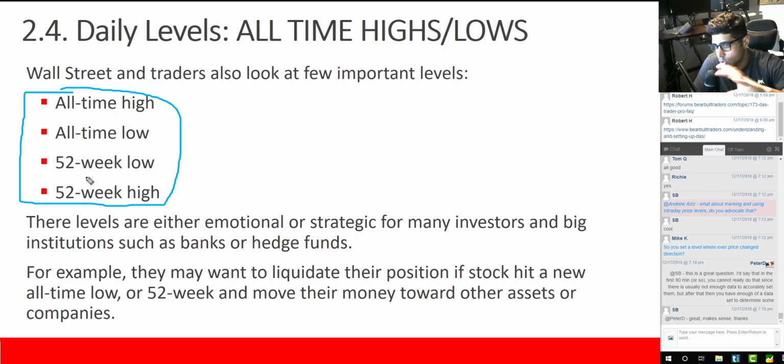And the scanners also have that. In Trade Ideas, you can have the 52-week low and 52-week high, all-time high and all-time low. We have examples where they show themselves.